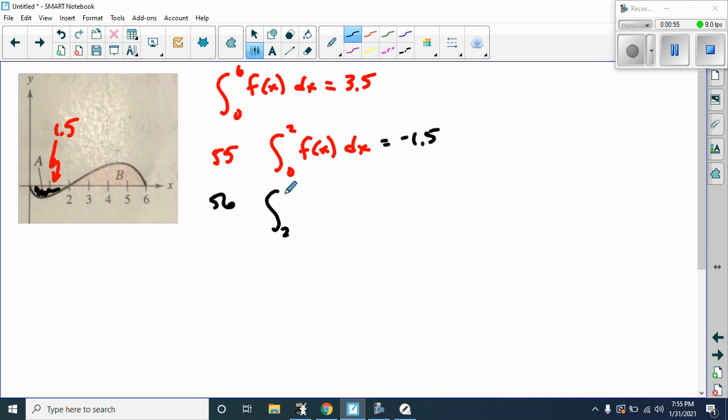56 wants the integral from 2 to 6. Well, we know the total area from 0 to 6 is 3.5. And we know from 0 to 2 is negative 1.5. So we'd say the negative 1.5 that's in A plus whatever we have in B, which is what we're looking for, the integral from 2 to 6, should equal 3.5. Add 1.5 to both sides. The integral from 2 to 6 should be 5. So we have negative 1.5 plus that 5 gives us a total of 3.5.